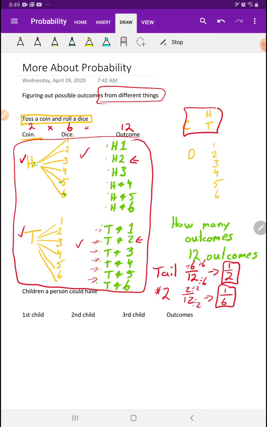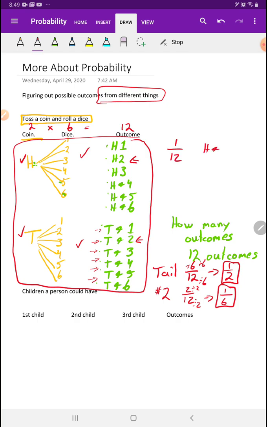And we can keep going with this over and over and over again. All sorts of different questions related to this. How many outcomes have 6s? Also 2/12 or 1/6. How many outcomes have a 4 and a heads? Well, that's only 1/12.